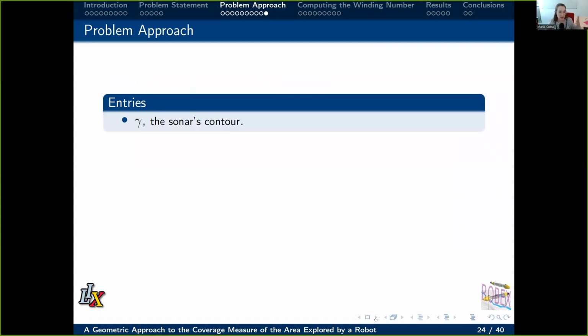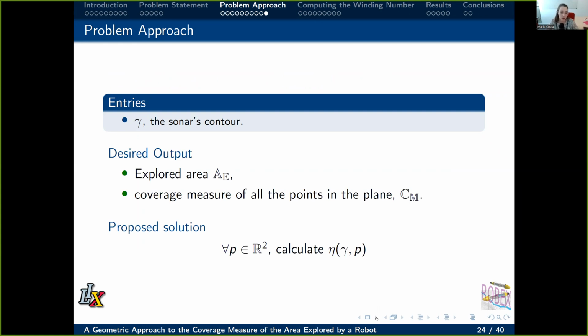Okay, so rearranging the problem, we have the sonar's contour. We want to estimate the explored area and the coverage measure of all the points in the plane. And we are going to do this by calculating the winding number of the sonar's contour with respect to all the points in the plane. And of course, we are going to do this efficiently using interval analysis.